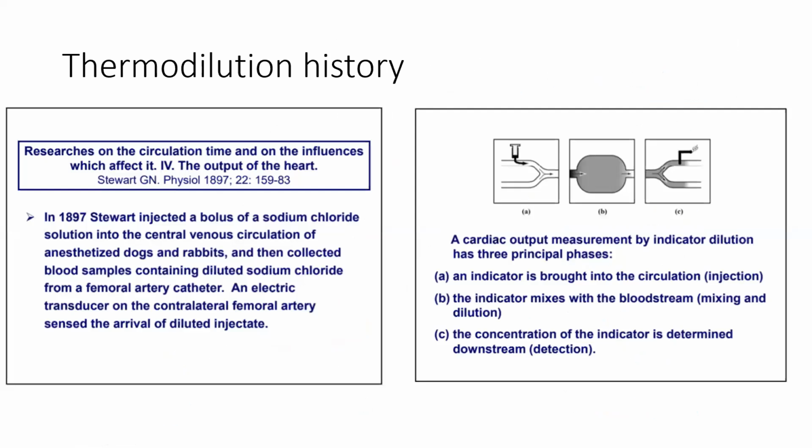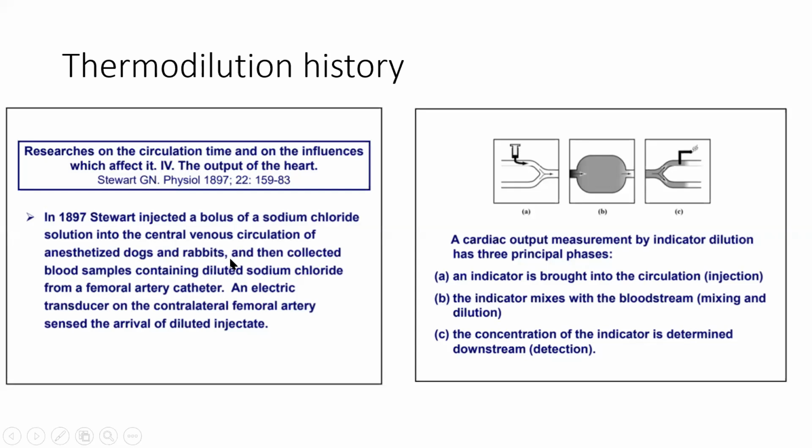Now, the one that we do now is thermodilution. Okay. What is thermodilution? This is slightly more difficult to understand. Okay. Now, look at the history. In 1897, a fellow called Stewart injected a bolus of sodium chloride solution into the central venous circulation of anesthetized dogs and rabbits. Just so you know, a lot of surgery last time was done in animals, in dogs. For example, the correction of mitral stenosis, the correction of tetralogy of Fallot, coronary artery bypass, all were done in dogs first.